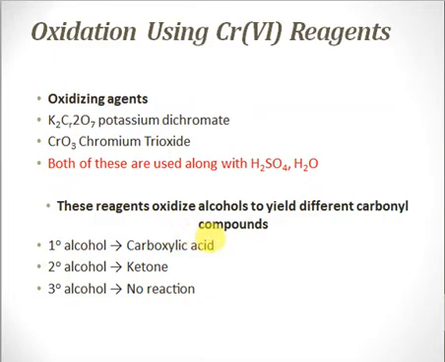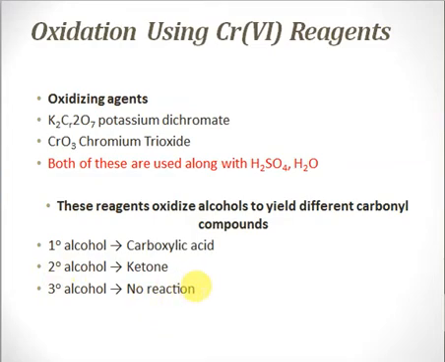Since we are going for the preparation of aldehydes, these chromium reagents are normally not useful for us. We are interested in the formation of aldehydes, but this reagent results in the formation of a carboxylic acid. So this is not of use to us because we don't get the aldehyde. Instead, we get a carboxylic acid. However, secondary alcohols upon oxidation result in the formation of ketones, and if you have a tertiary alcohol, then no reaction is observed.